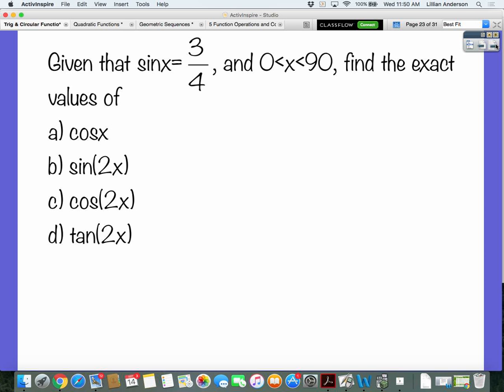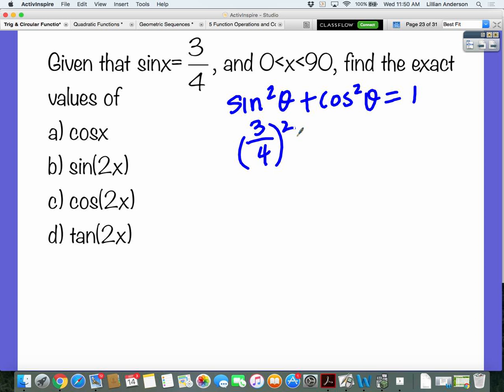You could draw a triangle, or you use your Pythagorean identity. The one downside about doing the triangle is that you gotta make sure that you're in the correct quadrant when you do draw your triangle, so you make sure you don't lose any negatives anywhere. But to kind of harp on the whole identity track here, since you know that sine x is 3/4, you just plug that in, square it.